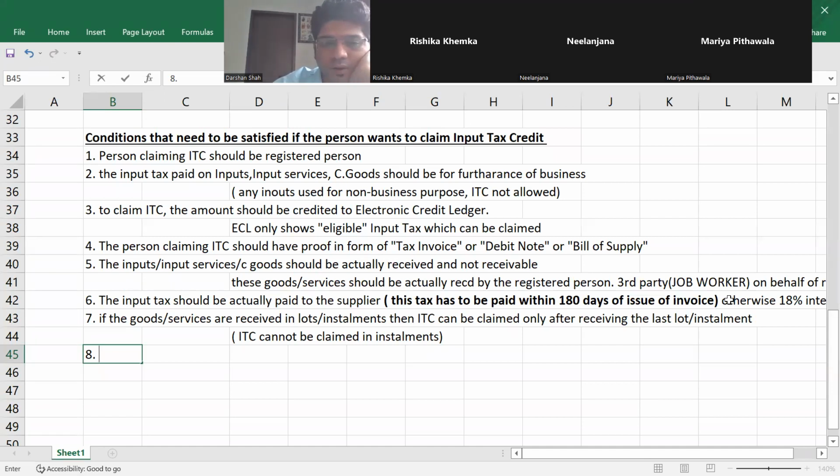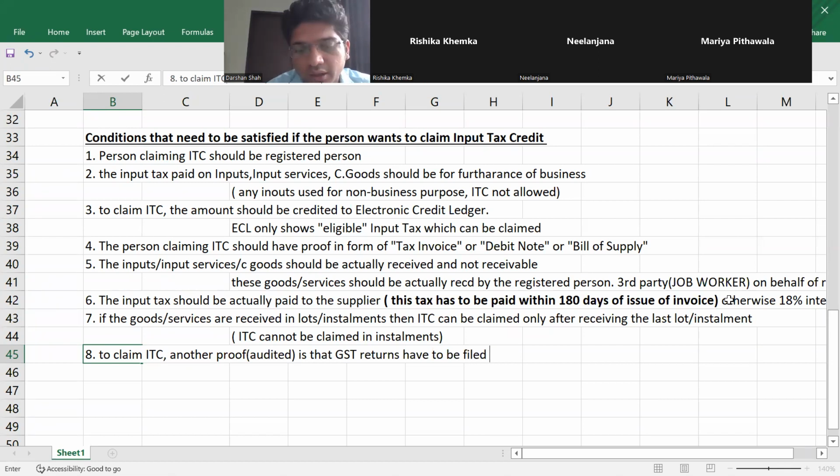Okay, clear? Okay, next is that to claim ITC, another proof is needed, and this proof has to be audited, right? Audited proof. Okay, another proof is that GST returns have to be filed before the due date.